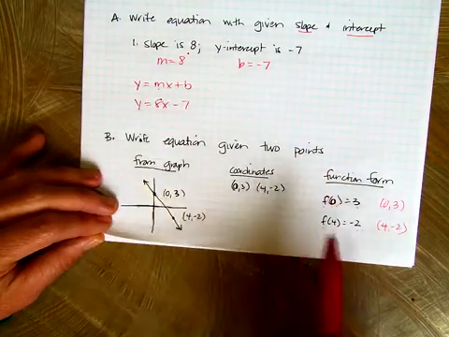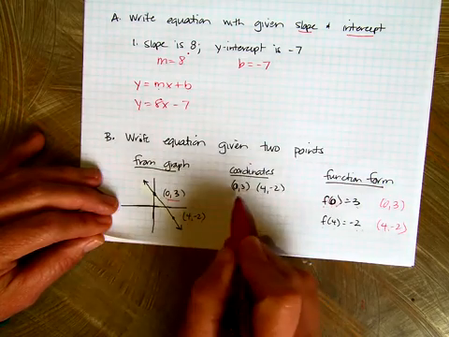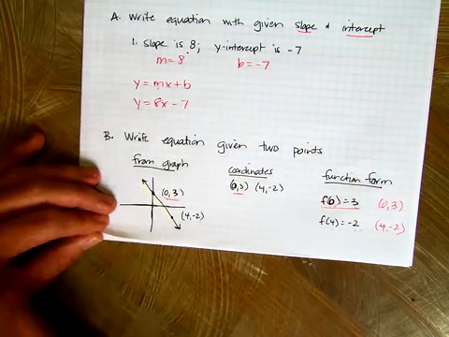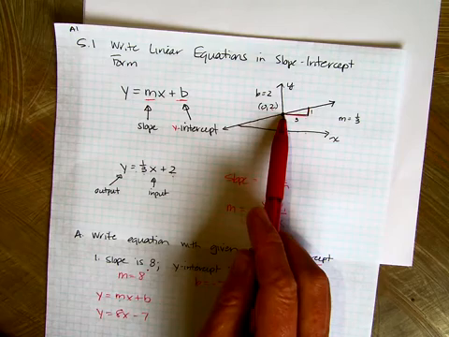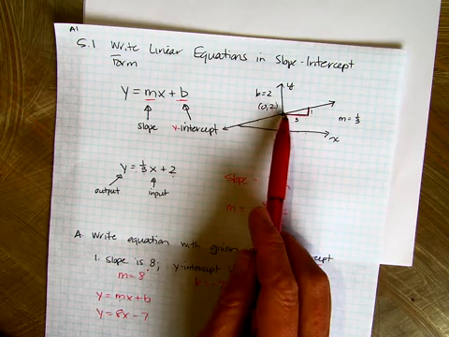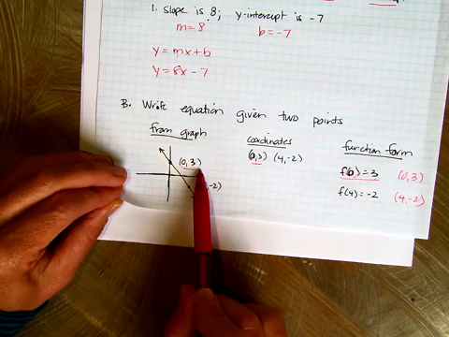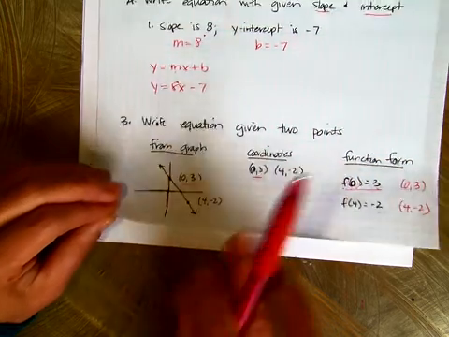And for 5.1, at least one of the points will always be the y-intercept, the place where the line crosses the y-axis, the value of y when x is 0. Notice I have a 0, 3 here. That's my y-intercept.